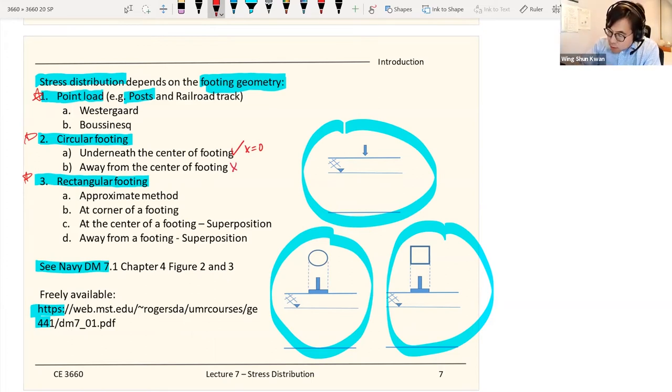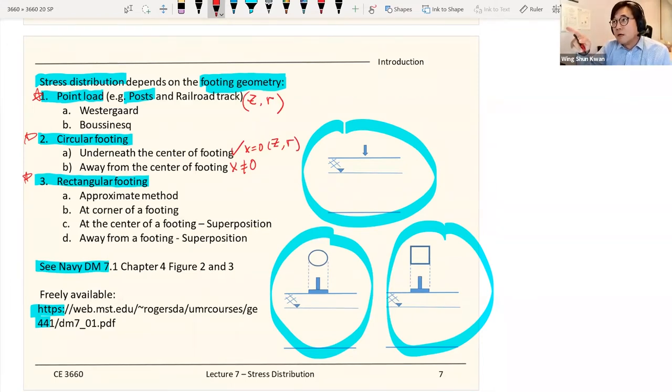Yes, we look at the stress of circular footings that is away from the center. So why it becomes a little bit more complicated now is we try to bring in extra dimensions. On the point load right here, we only have two dimensions, the depth and the distance away from the point load. And the circular footings, for the first scenario, we have the depth and we have the radius of the foundation.